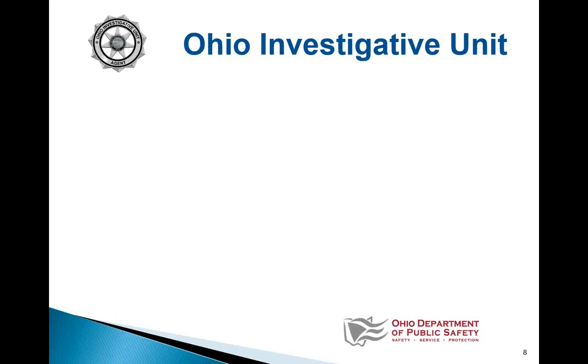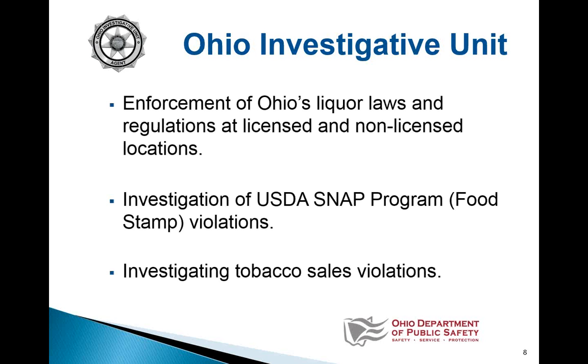The next agency is the Ohio Investigative Unit. We are part of the Ohio Department of Public Safety and are responsible to help enforce Ohio's liquor laws and regulations at licensed as well as non-licensed locations across the state. We also have the authority to investigate any USDA Nutritional Assistance Program, or SNAP program, formerly known as the Food Stamp Program here in Ohio, as well as investigating tobacco sales violations. Our contact with liquor permit holders is more criminal in nature, and we also have the authority to issue violation notices against liquor permit premises, as well as make arrests for any criminal offenses that occur.